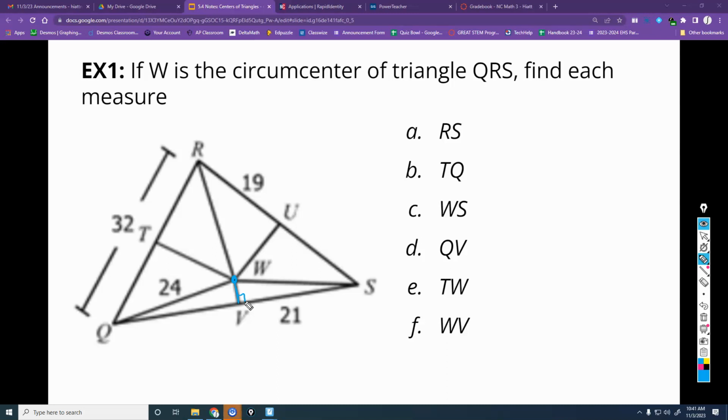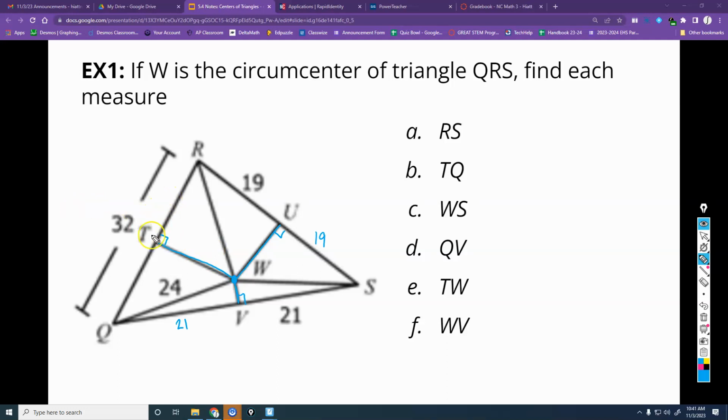The bisector, what does it do to that side? That word bisect, what does it mean? Cut in half. So if this is 21, what's this? Also 21 right here, right? Here would be another perpendicular bisector. So if this is 19, what's this side? Another 19, right? This is a perpendicular bisector here as well.